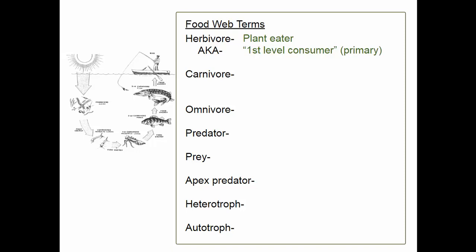Carnivores are second level or above. They eat only other animals. Most of you would be considered omnivores. All of you would be considered omnivores. Omnivores consume both plants and animals.